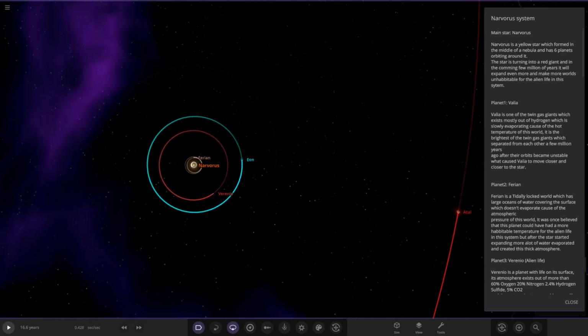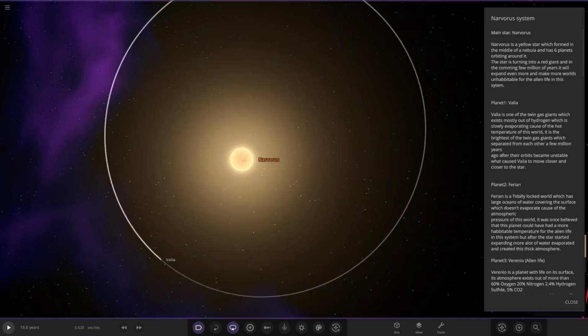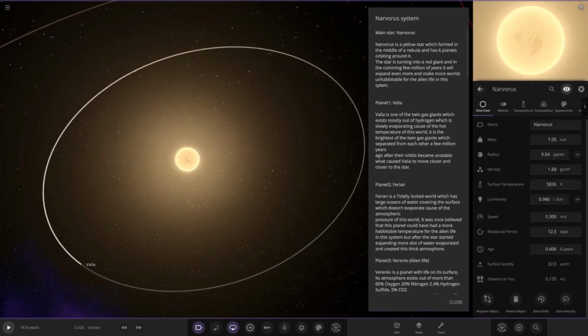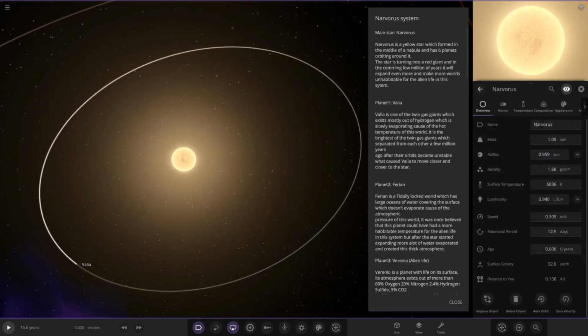Right, so the star itself is a yellow star which formed in the middle of a nebula and has six planets orbiting around it. The star is going to turn into a red giant in the coming few million years, and it will expand even more and make worlds uninhabitable for the alien life in this system. So there you go. Cool, cool. So if we look at its stats, yeah, it's going to get there eventually, but it's not as big as the sun currently.